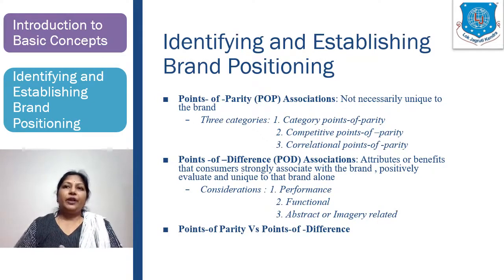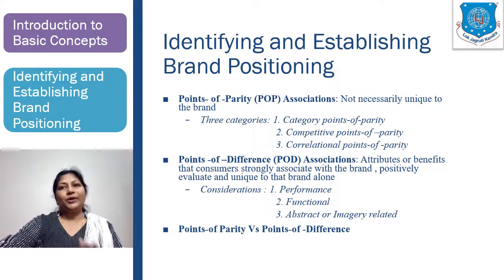The competitive points of parity are those which can negate the competitor's point of difference. That is, grow strong in that area and become competitive and unbeatable. Thirdly, the correlational points of parity. These are the negative associations in existence because of the positive associations. Here, there are many inversely related attributes and benefits. These could be low prices versus high quality. For example, we generally say taste versus calorie, whereas we know that these are two things which cannot come in the same boat. Powerful versus safe.